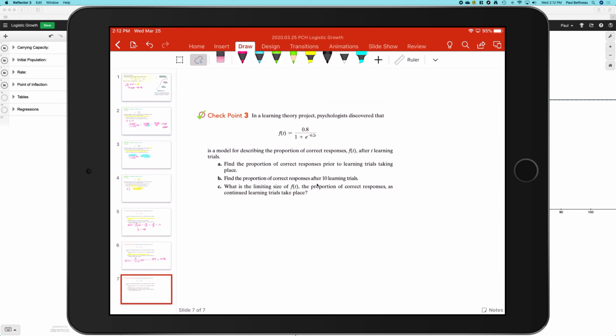There we go. What is the limiting size of f of t, the proportion of correct responses as continued learning trials take place? Whatever this particular skill is, the answer is 0.8 or 80%. So whatever the skill is, you're not really expecting more than 80% of your target class or audience or students to be able to perform it, no matter how hard you try. There's 20% who just won't ever get it.